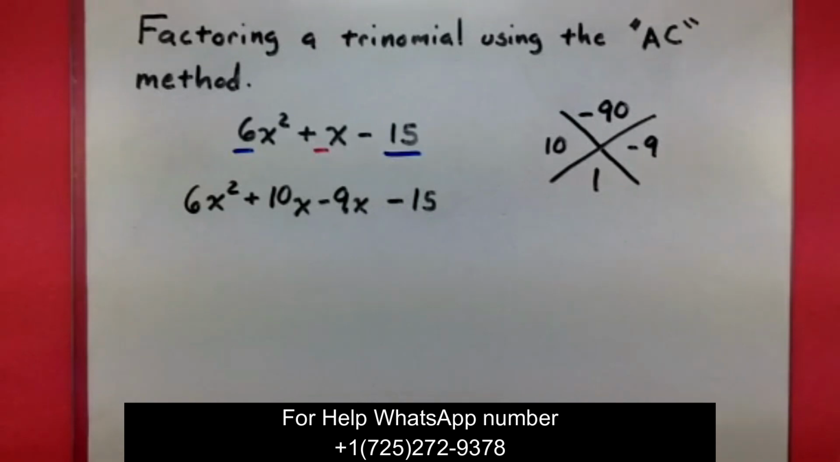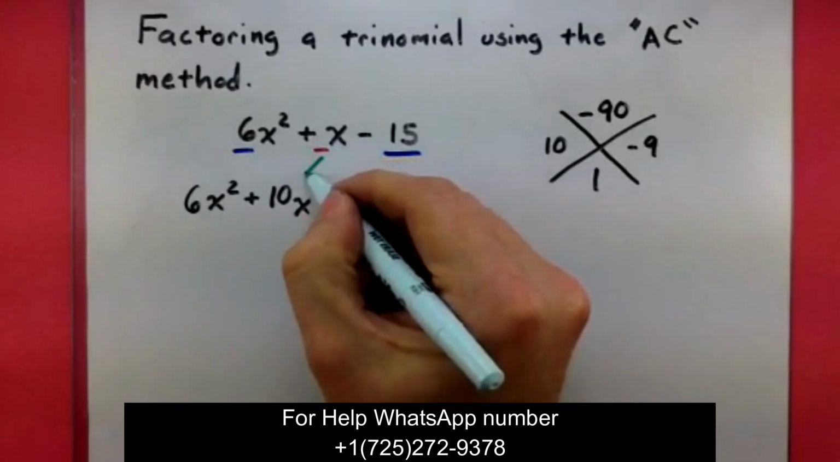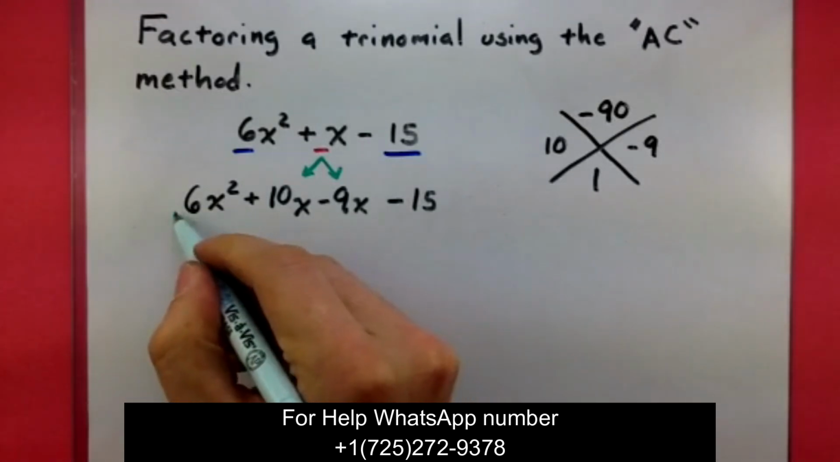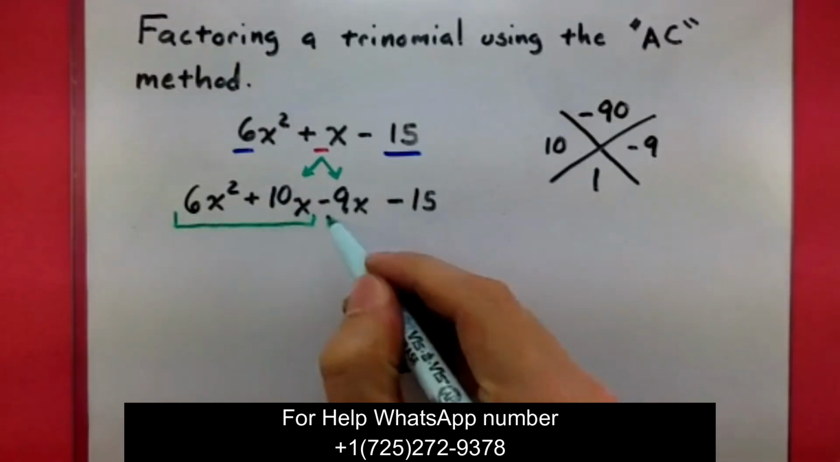So pause for a moment and notice how even though I've split up my x into these two terms, I really haven't changed the problem because sure enough 10x minus 9x equals just 1x. Alright? Now let's see exactly why I've done that. So why did I split the middle term using this AC method? Well, the reason is now I can use factor by grouping and take these terms two at a time.